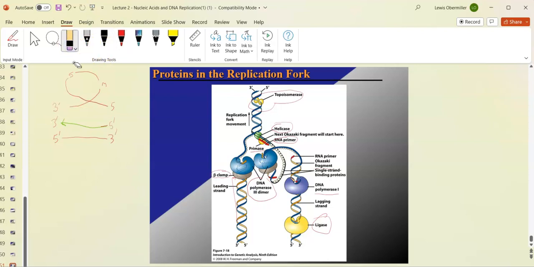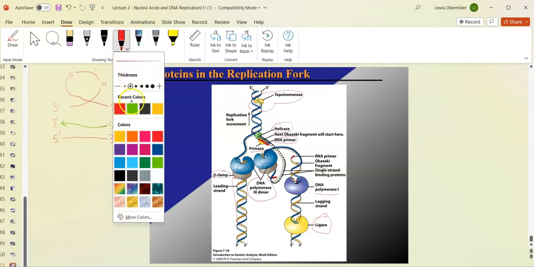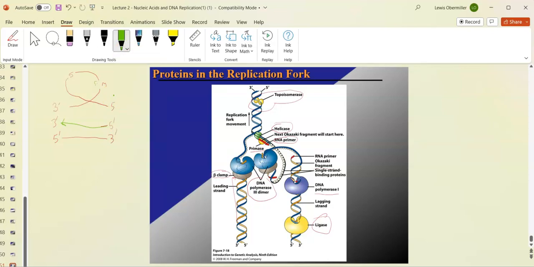So let me just erase this part. Now we made a loop of it. Hopefully you can see that by looping it, if that's 3, this is 5, and if that's 5, then this is 3. So now we can go in this direction. By looping it, the polymerase can go in the same direction on both strands. That's why it has this loop out, to make the strand be 5 to 3 instead of 3 to 5. All right, that's the end of the lecture.